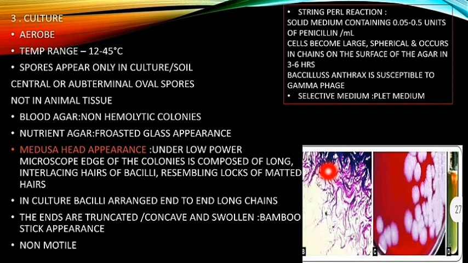Solid medium containing 0.05 to 0.5 units of penicillin per ml. In that medium, cells become large, spherical, and occur in chains on the surface of the agar in 3 to 6 hours. And Bacillus anthracis is susceptible to gamma phage. We use selective medium such as PLET medium, that is polymyxin, lysozyme, EDTA, thallous acetate medium.